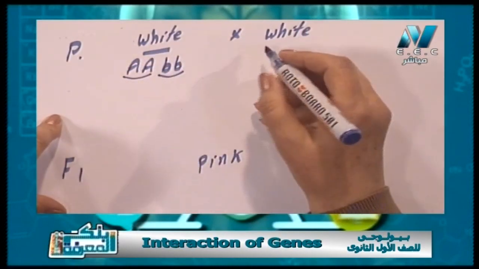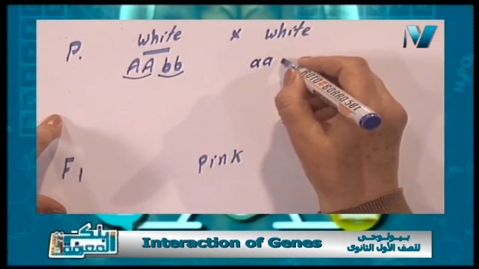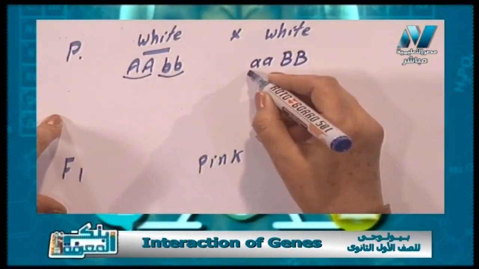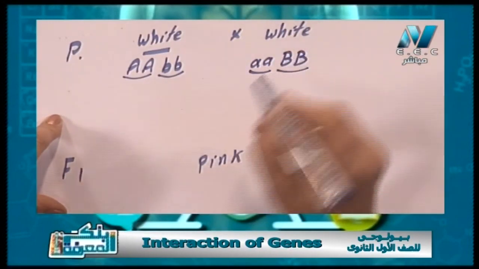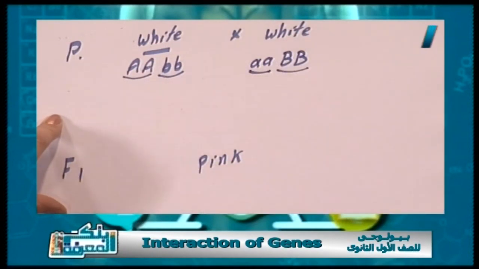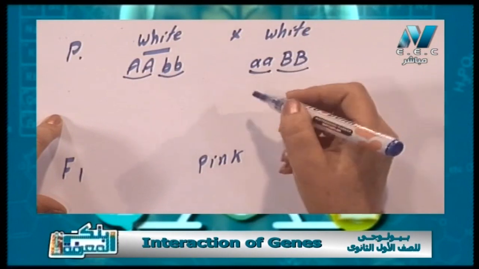And the other one is the same. We assume it is small a and capital B. Also, this individual has the first pair in recessive state and the second pair in dominant state. So it will not be colored, it will be white.